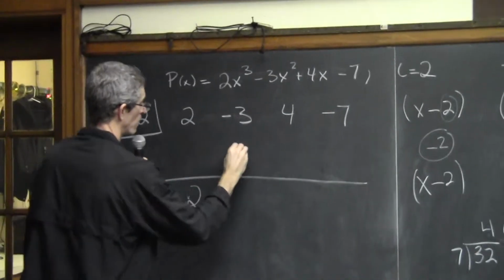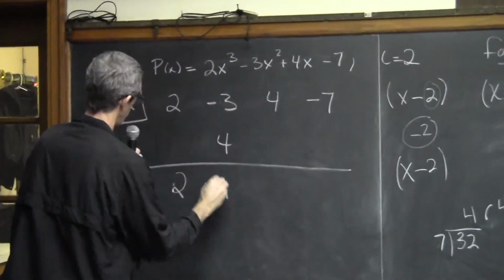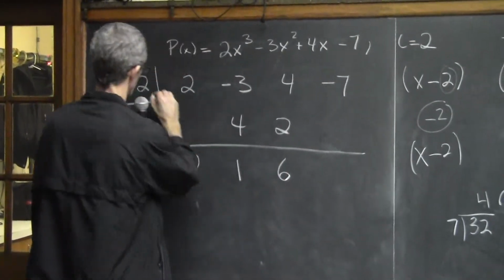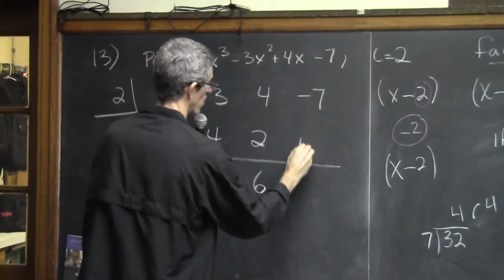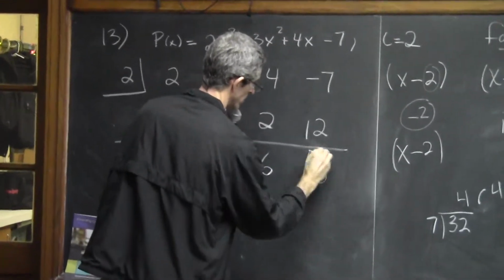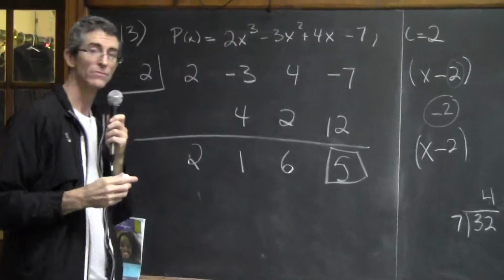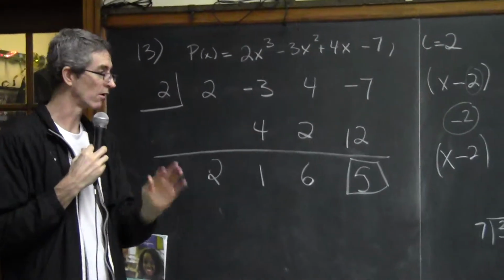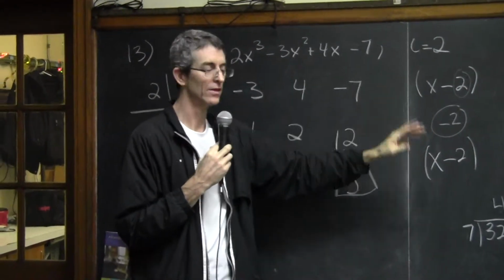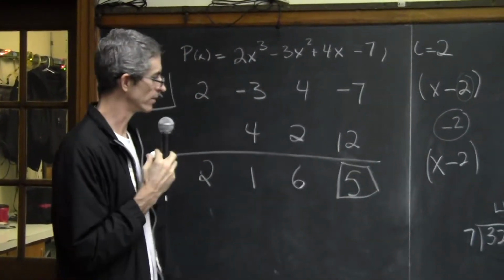2 times 2 is 4. That's 1. 2 times 1 is 2. That's 6. 2 times 6 is 12. 12 minus 7 is 5. So there is a remainder. The remainder is 5. It's not 0. So therefore, x minus 2 is not a factor because it did not divide it evenly.